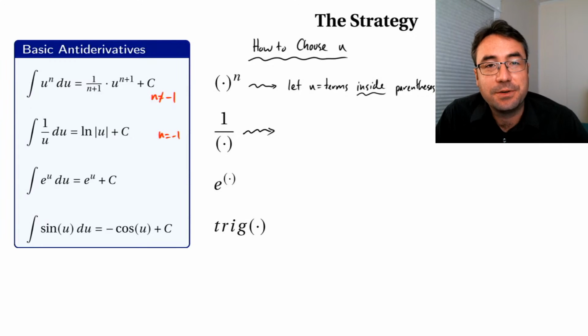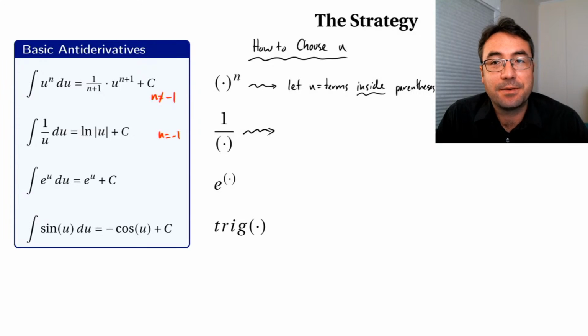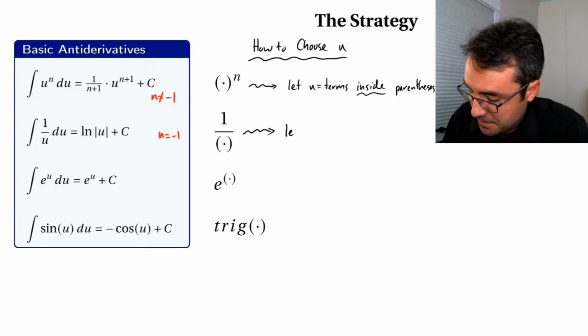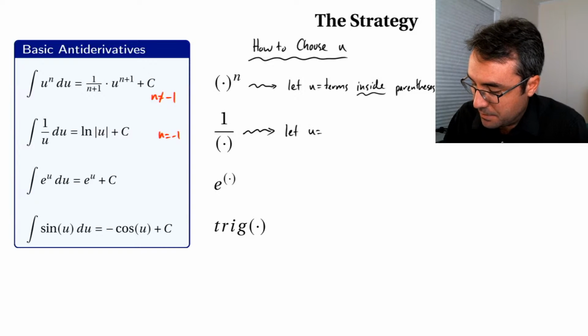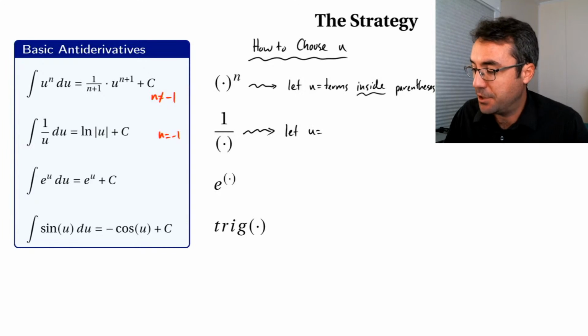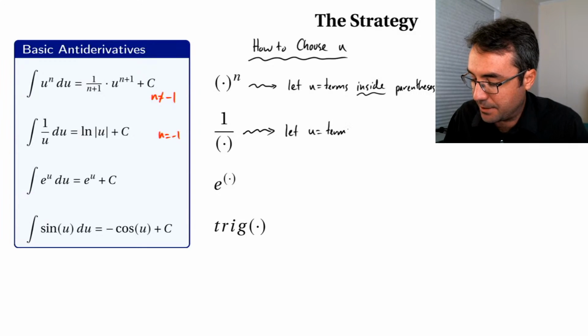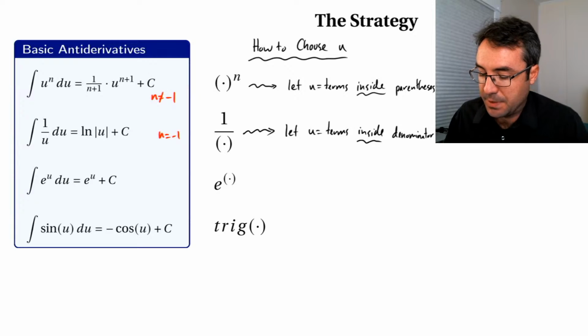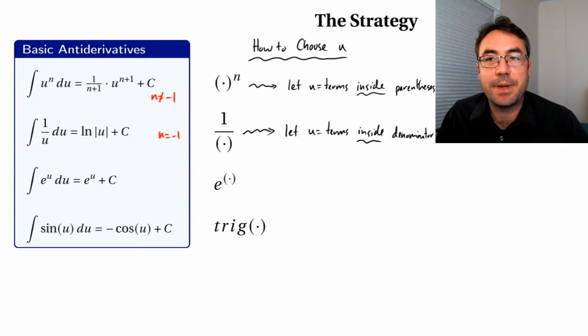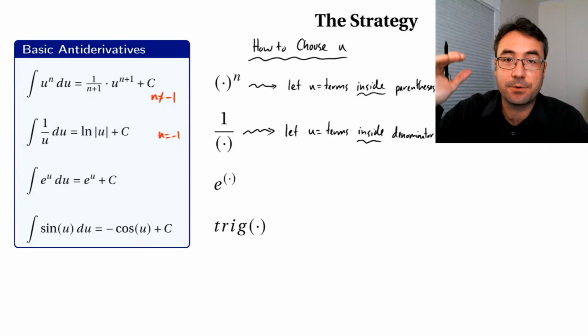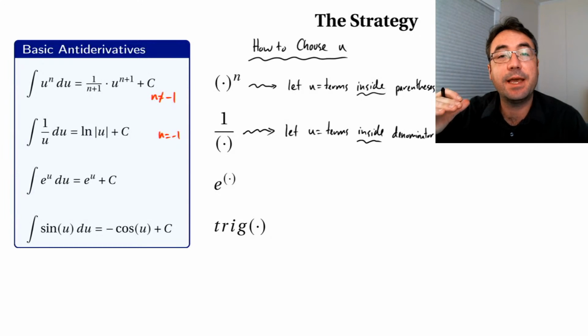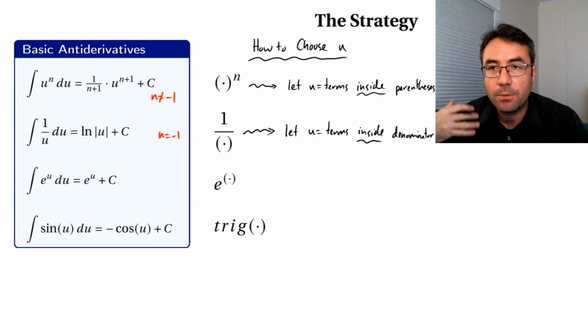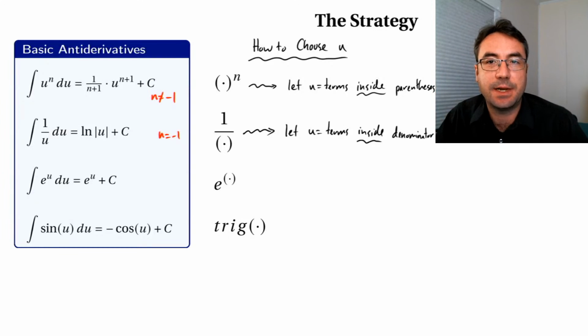Now, what if we have a fraction? Well, if you see something complicated in the denominator, you let u equal the term in the denominator. So you let u equal the terms that are inside the denominator. And this is just going back to those basic antiderivatives. The integral of 1 over u, well, if we see something complicated in the format 1 over something, let u equal the terms that are inside the denominator.